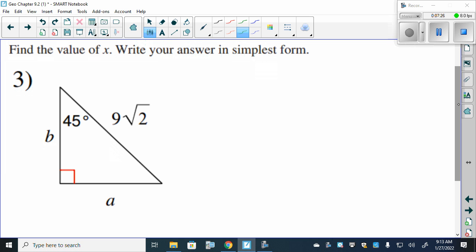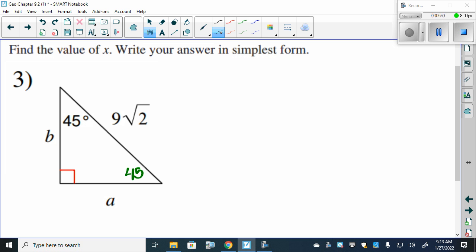Find the value of x and write your answer in simplest form. Well, we know that the missing angle that they didn't give us here is what? 45. Because this here is a 45, 45, 90 right triangle. So they told us the hypotenuse is 9 square root of 2.